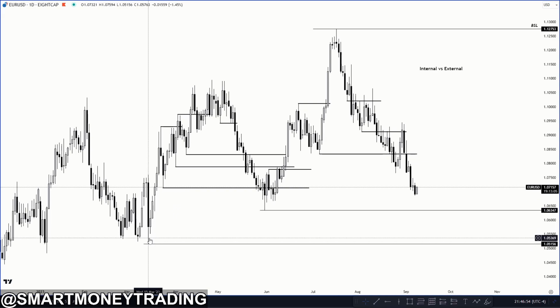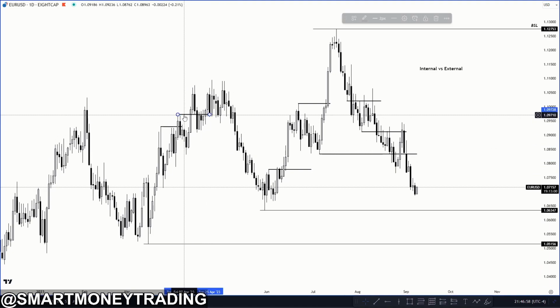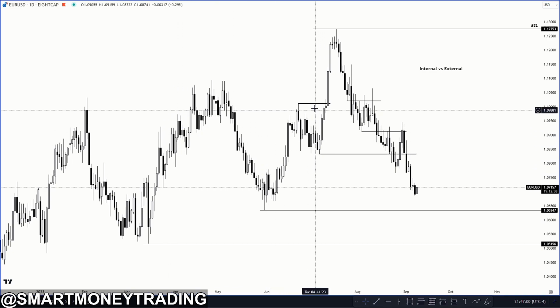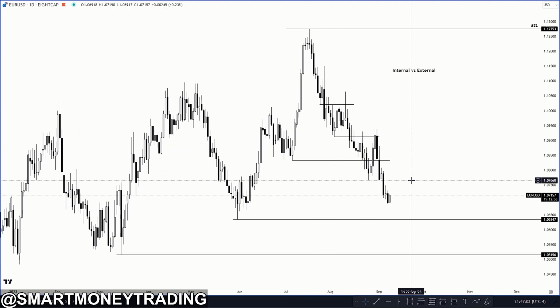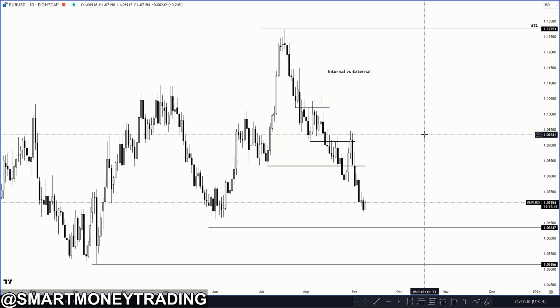If we wanted to sweep this liquidity, we would have, but price didn't want to, because price does what it needs to. We can't control price. That is something you have to submit to. You're going to want to always think about the internal versus external levels of liquidity. That is very, very important.